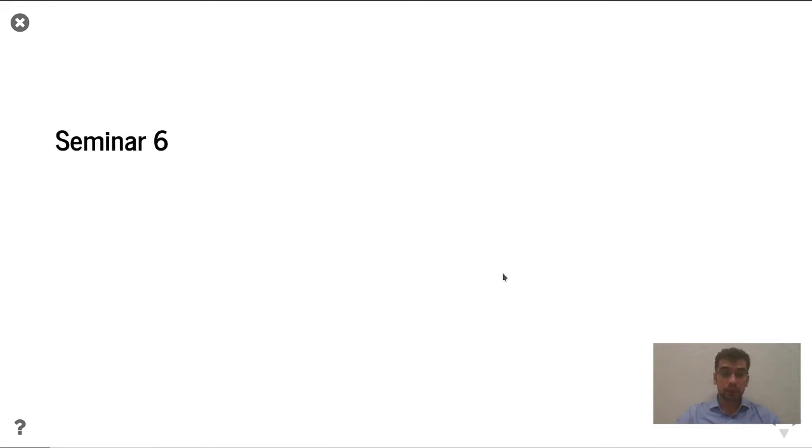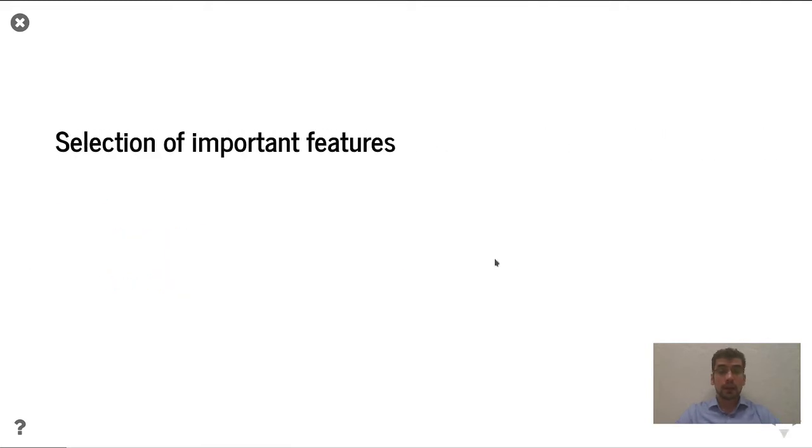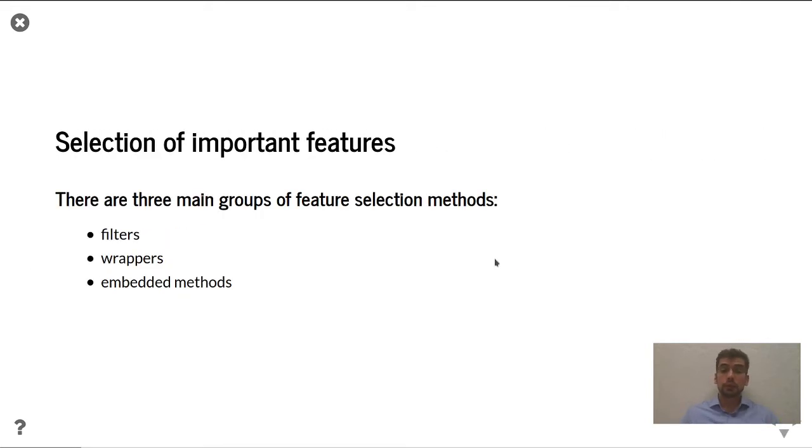So let us proceed to the actual topic of this lecture, and we will briefly discuss two themes, and the first one is feature selection. And actually there are three main groups of methods, and all of them are pretty simple.